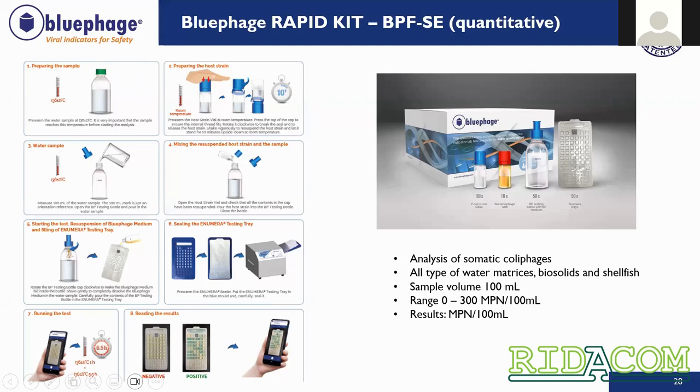So pre-warm the water sample. Very important: prepare the host strain, as we discussed before, and we will pour the 100 milliliter sample volume into our bottle. We will pour in our E. coli and host strain solution prepared. We will release the media, and we will pour all of this content into the plastic tray, and we will seal it using our blue mold.